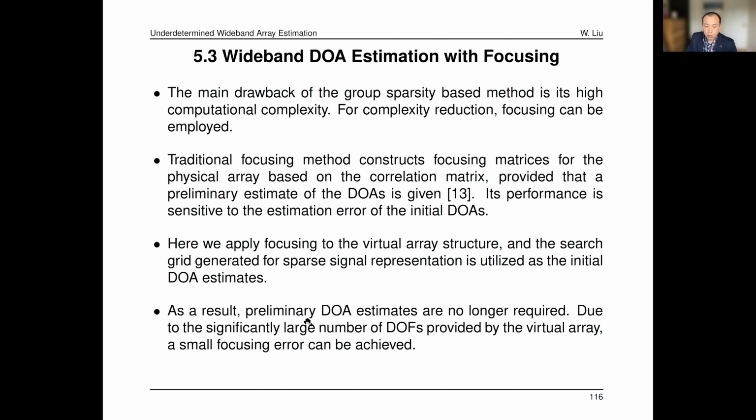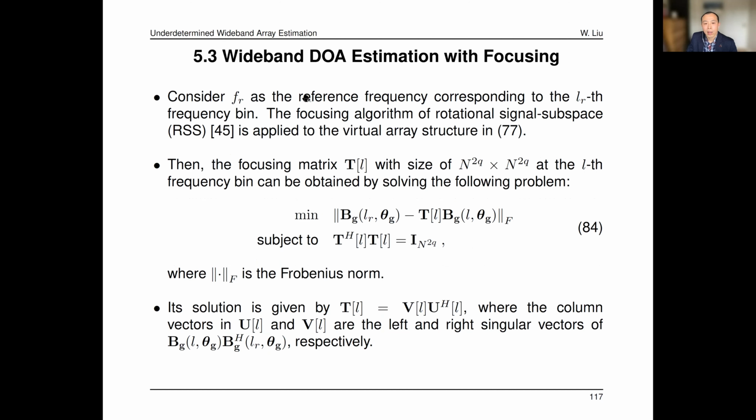So as a result, preliminary DOA estimates are no longer required, due to the significantly large number of DOFs provided by the virtual array, because the virtual array has a much larger dimension. So when you calculate the focusing matrix, you can have a small focusing error, although you are doing focusing for the whole angle range of interest, okay? So we consider FR as the reference frequency, corresponding to this LR frequency bin. Then we use the focusing algorithm proposed in reference 45 and apply it to this virtual array structure in 77.